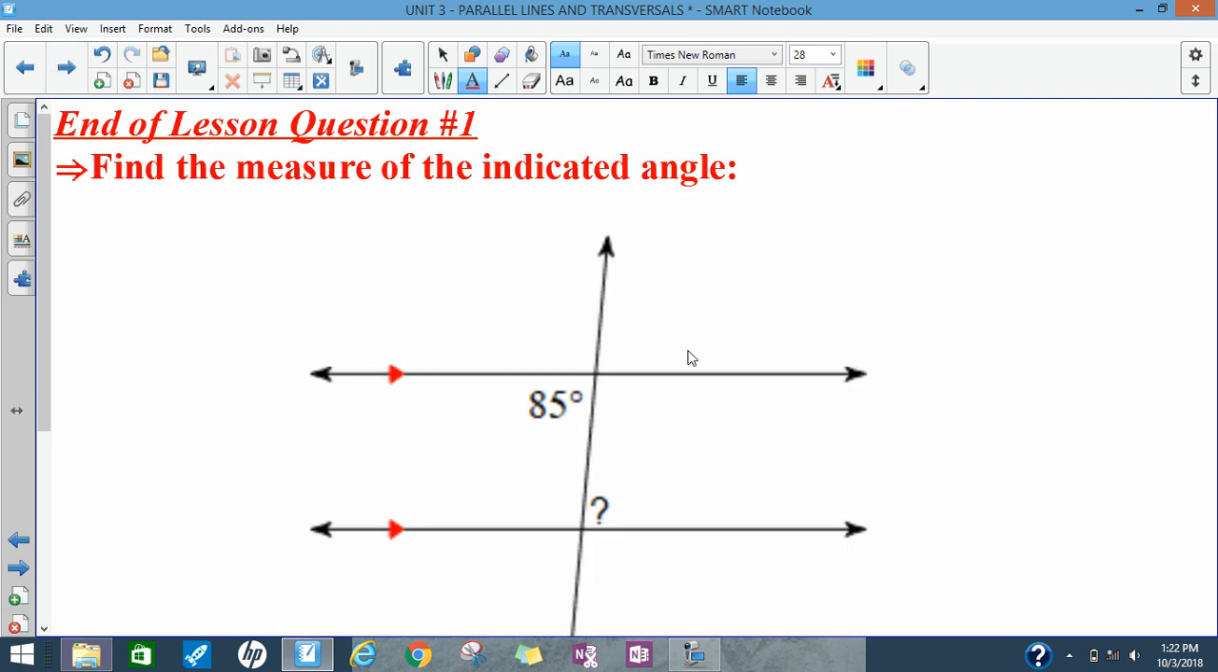So I've got three questions for you here at the end of the lesson, and I'm going to let each question appear on the screen for a few seconds so that they're bigger, so it's easier for you to see. So find the measure of the indicated angle question mark for each of the three questions.